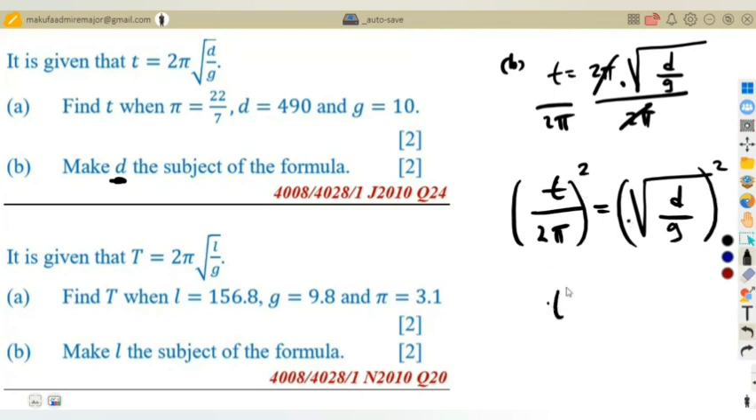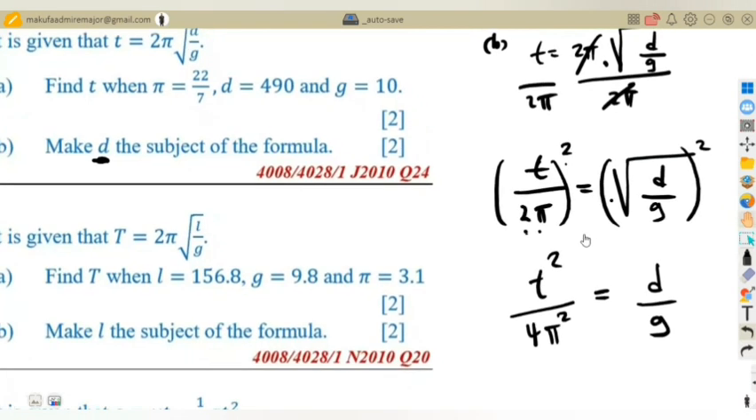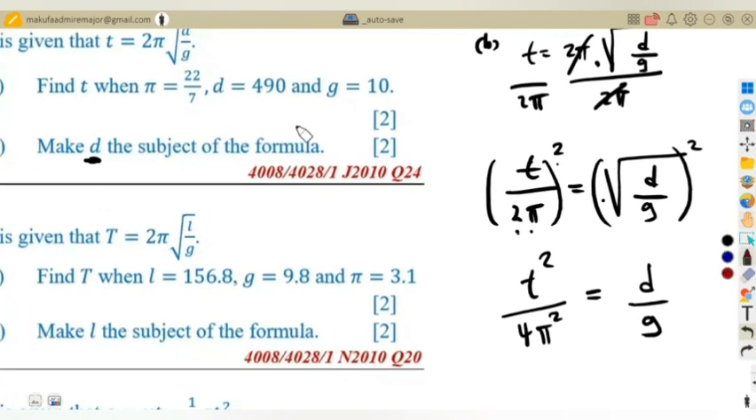So it's t squared. Everything is raised to the power of 2. 2 to the power of 2, which is 4. Pi to the power of 2, which is pi squared, is equal to, remember, the purpose of introducing the square was to remove the square root. So you are going to be left with the d over g. All right, what are we supposed to make the subject? Remember, it's d. We are supposed to make d the subject here.